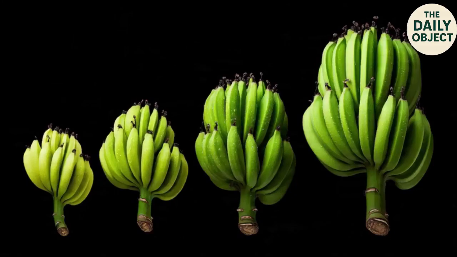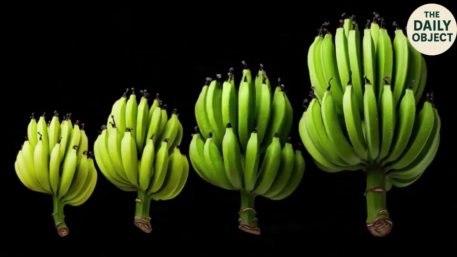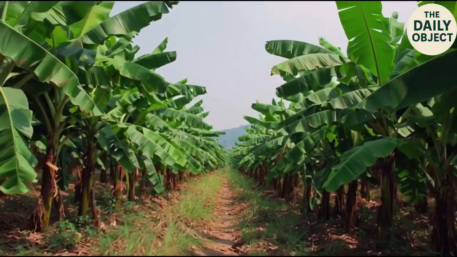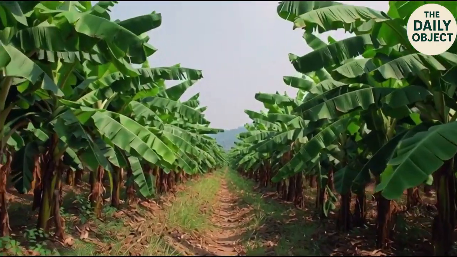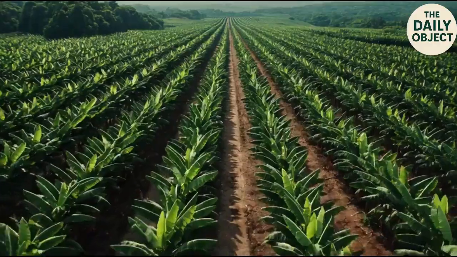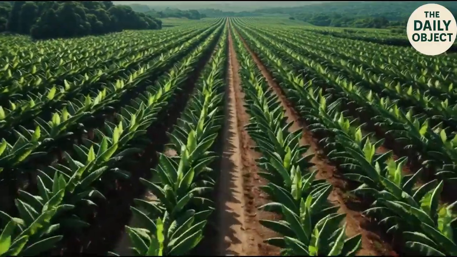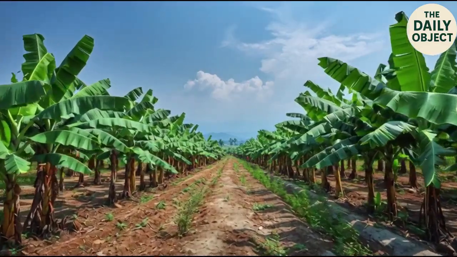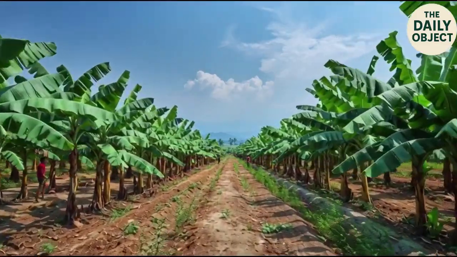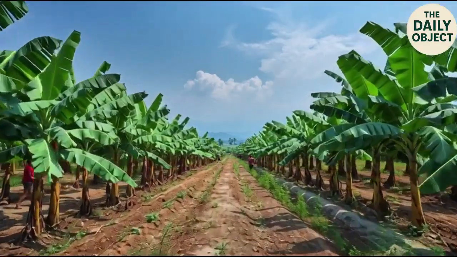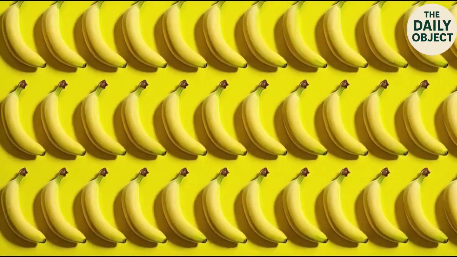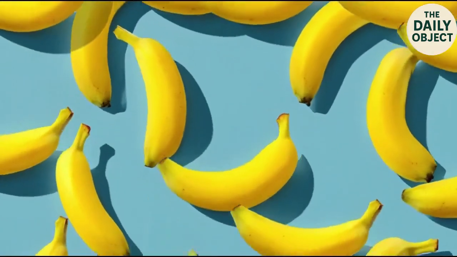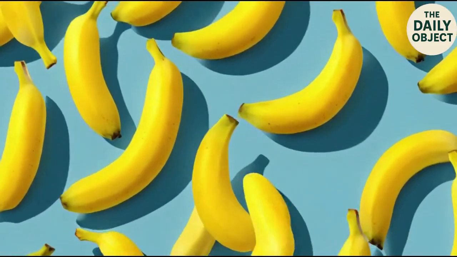A single banana plant can produce up to 150 bananas at once. Those bananas are organized into groups called hands, and all the hands together form a bunch. Even stranger, almost every banana you've ever eaten is genetically identical to every other one. No seeds, no natural reproduction, which means bananas don't grow this way by accident. They grow this way because it's the only way they can survive.